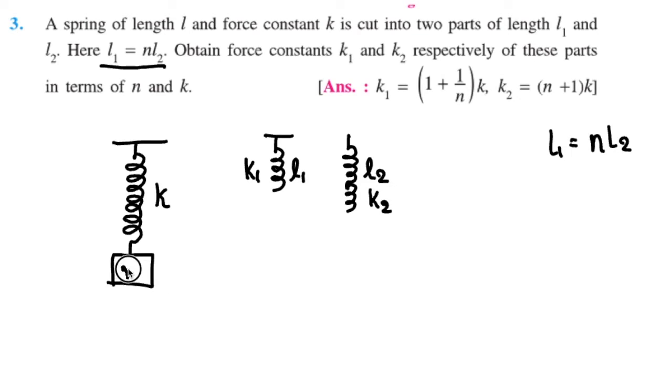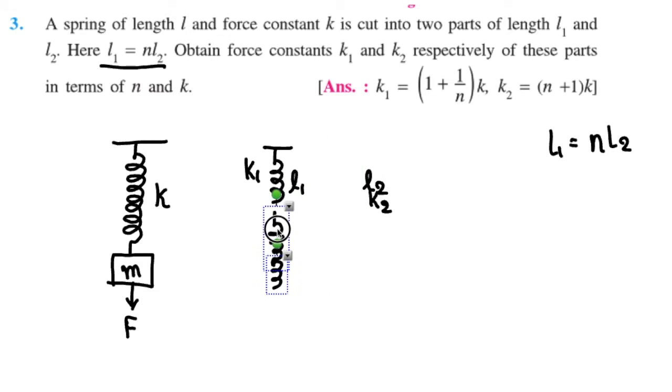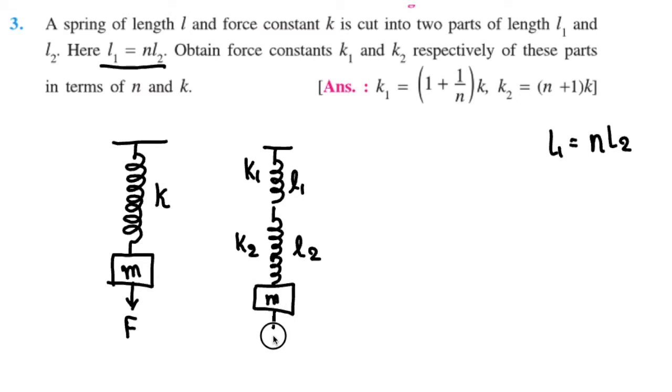If you are connecting some mass over here and the force due to that mass, when I connect this spring together with this length L2 and constant K2, the system is the same. Now we can say that these two springs are in series with each other.